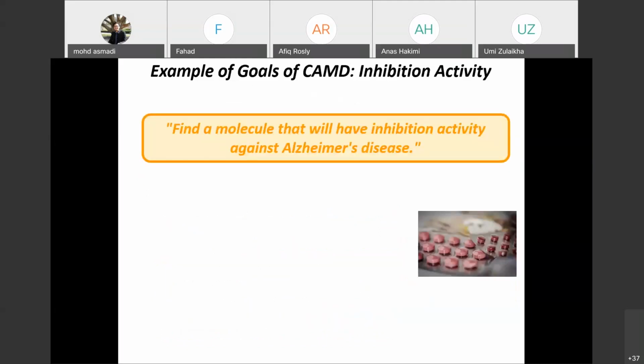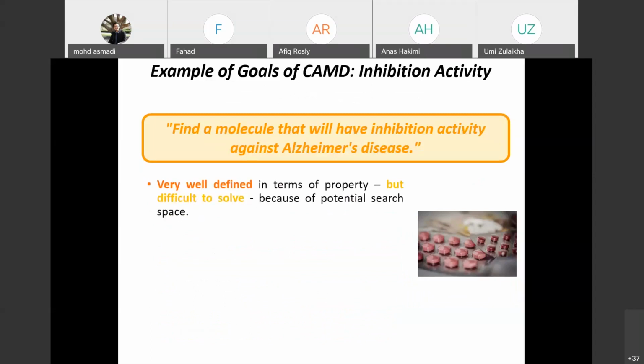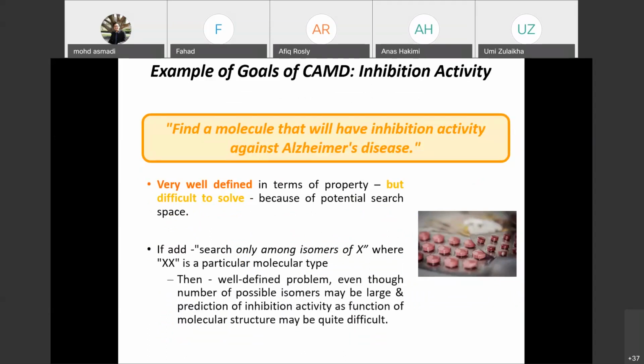Another example, activity. Okay. Very well defined, but difficult to solve, because of the potential search space. If you look at here, we want to envision a solution against Alzheimer's disease. So we can search among the isomers of X. Well-defined problem, even though the number of possible isomers may be large, but we can reduce the number of isomers by using software. And then we can verify by using experiment.